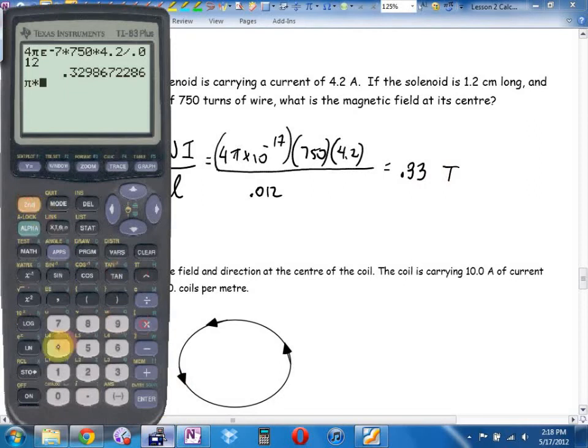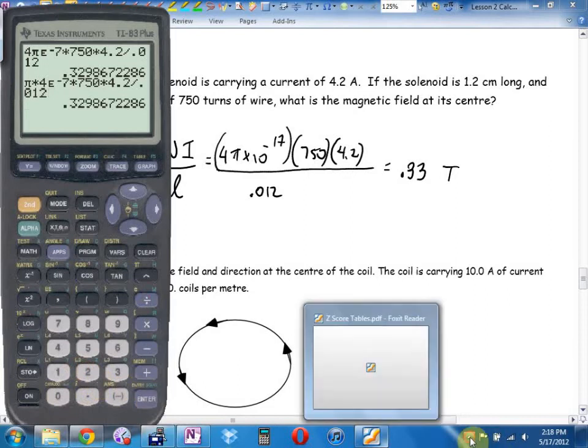Pi times 4, scientific notation button, negative. You got to flip the pi and the 4 around. Try that again. Pi times 4, make sure you hit the times button, and then scientific notation button. Negative 7 times 750 times 4.2 divided by 0.012. Okay, don't clear your screen. Let me look for 1 second.